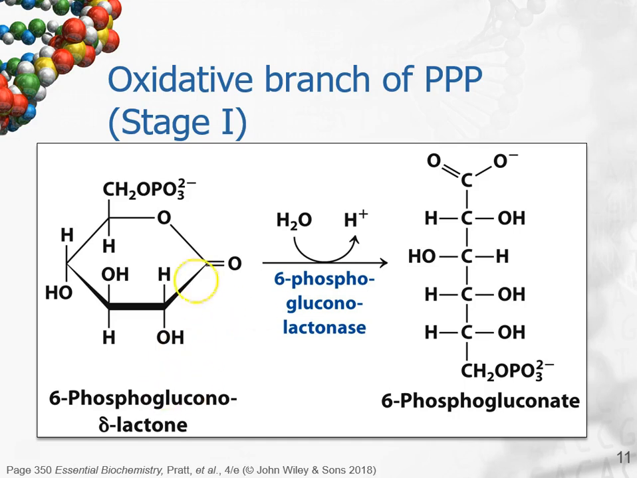In the second reaction, we're going to take the 6-phosphogluconolactone and we're going to do a hydrolysis and open up the ring. So if we open up the ring, we get the straight chain or the Fischer form of the sugar, and we can see here that we have in fact oxidized this carbon number 1 because we have a carboxylic acid instead of an aldehyde.